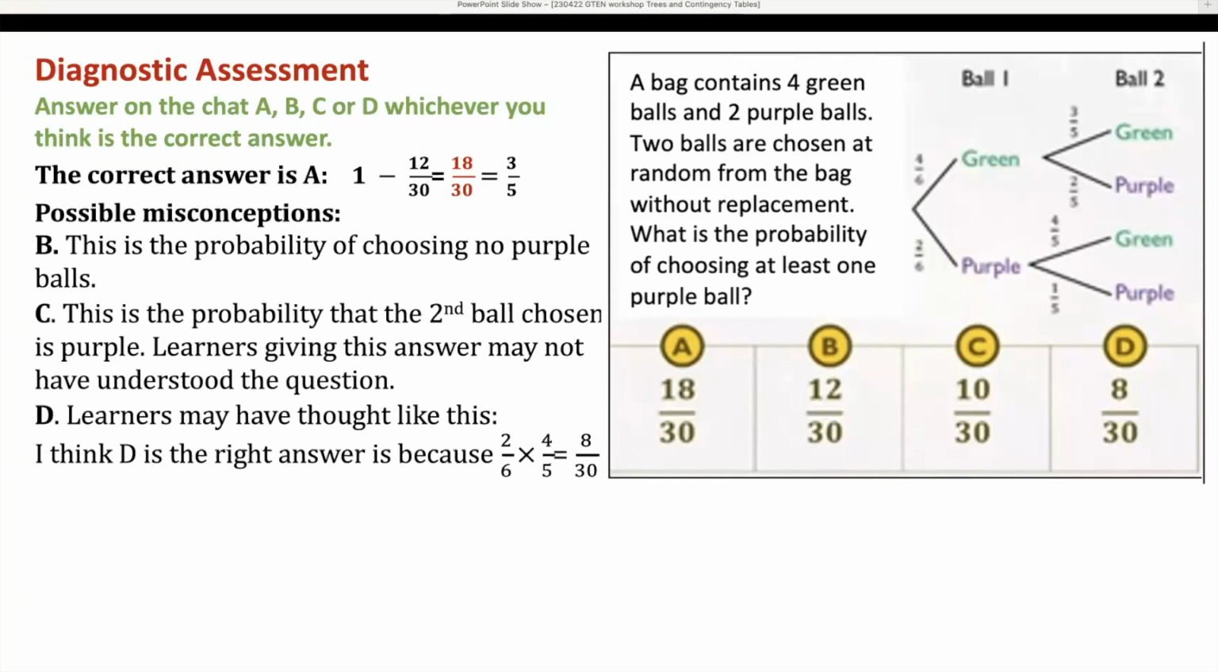What's the probability of choosing at least 1 purple ball? That means not both green. You've got all the answers on the left there. But when you present this to the learners, you will only present the question inside the box. You will not present the answers. The answers are there to help you.